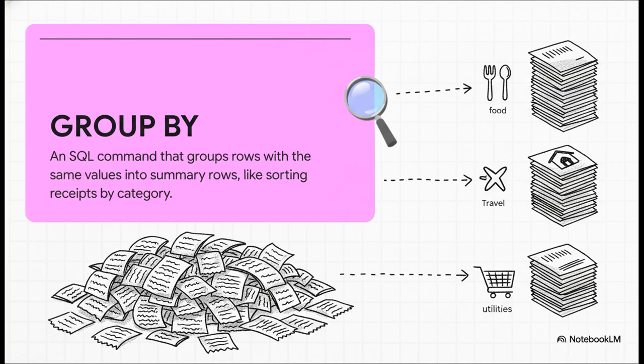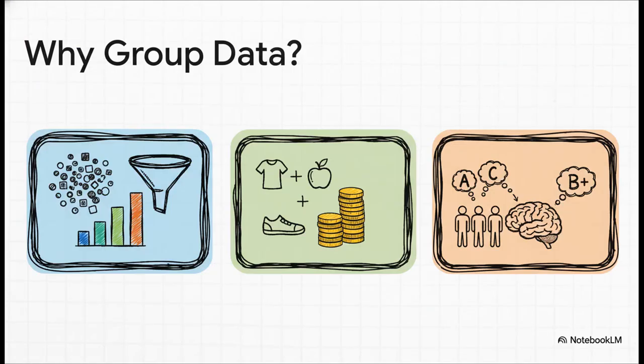Simple as that. But why do we even do this? What's the point? Well, it's all about getting answers from that chaos. Instead of looking at thousands of individual sales, you can suddenly see the total sales for each product category. Or instead of seeing every single student's test score, you can calculate the average score for each subject. It's how we turn all that raw, noisy data into something that actually makes sense.